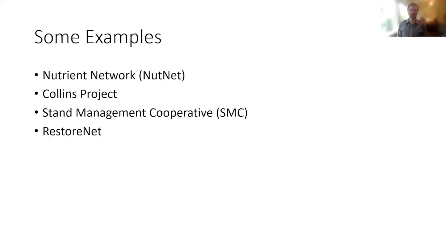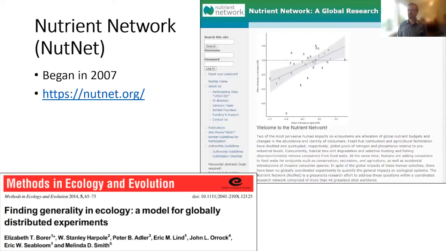So I'll show you 4 examples of this. The first one is one I've been involved with. The others are ones that I'm aware of, but I'm not a member of. So the nutrient network, or NutNet as it's commonly abbreviated, is a global research cooperative, or a global coordinated distributed experiment that's been around since 2007.